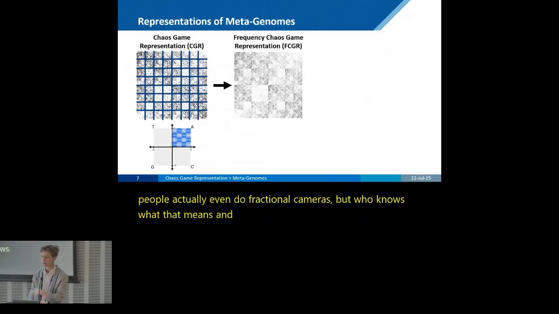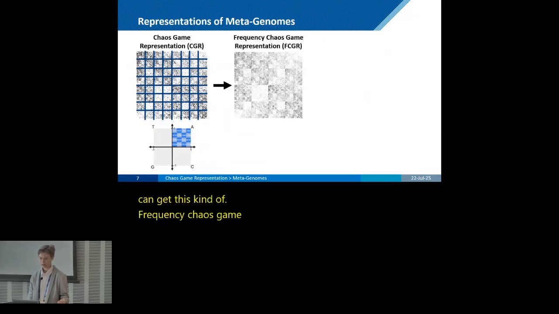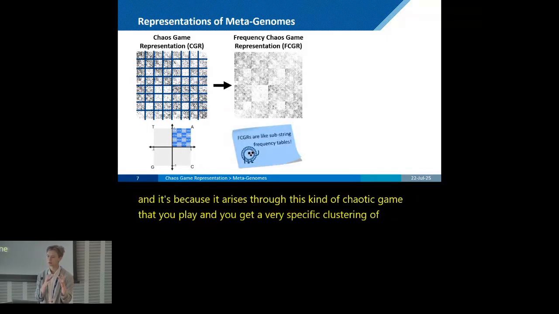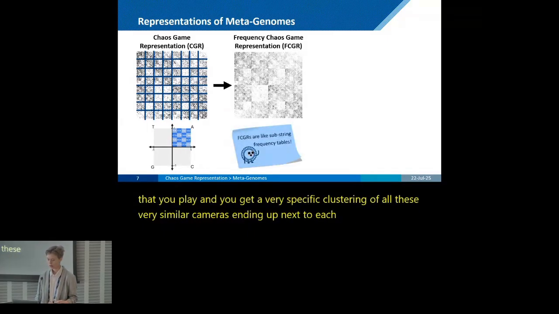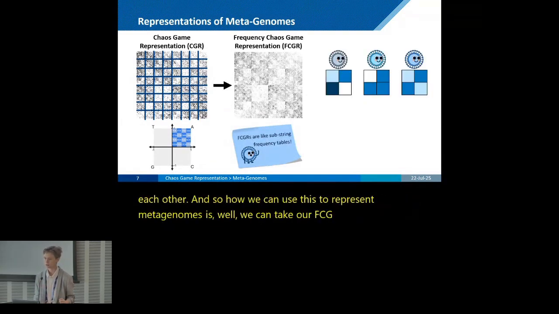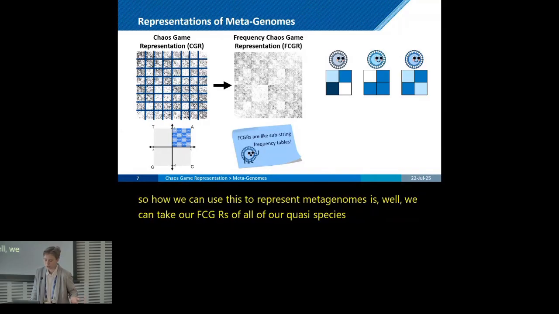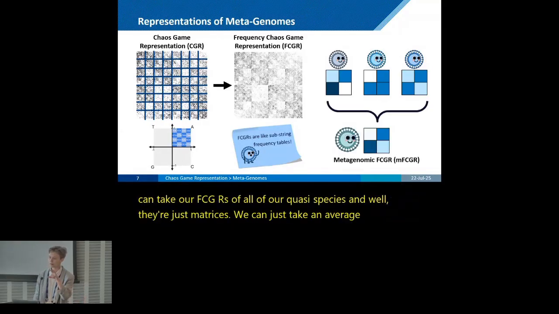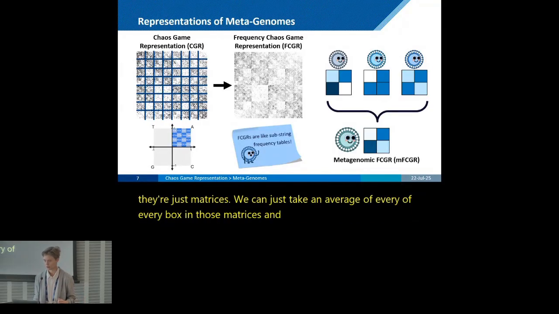And so you keep doing this, and you can get this frequency chaos game representation object. But you may be realizing that, well, this is effectively just a substring frequency table. And the special thing about it is just its layout. And it's because it arises through this chaotic game that you play, and you get a very specific clustering of all these very similar k-mers ending up next to each other. And so how we can use this to represent metagenomes is, well, we can take our FCGRs of all of our quasi-species, and they're just matrices. We can just take an average of every box in those matrices and get ourselves our metagenomic FCGR.